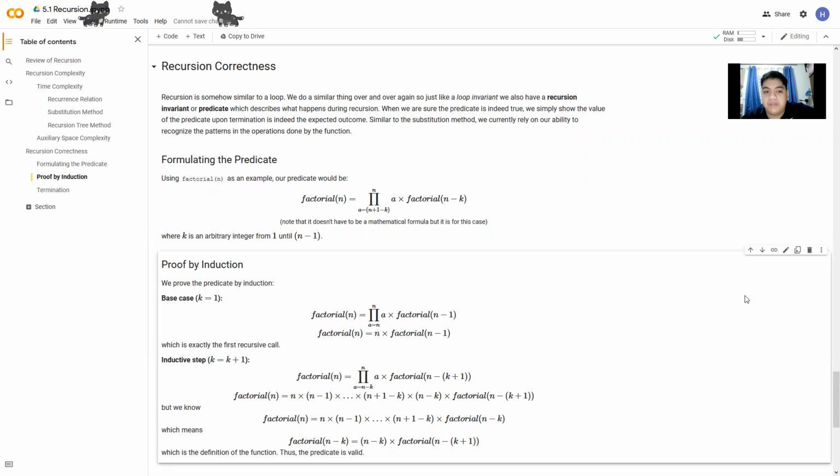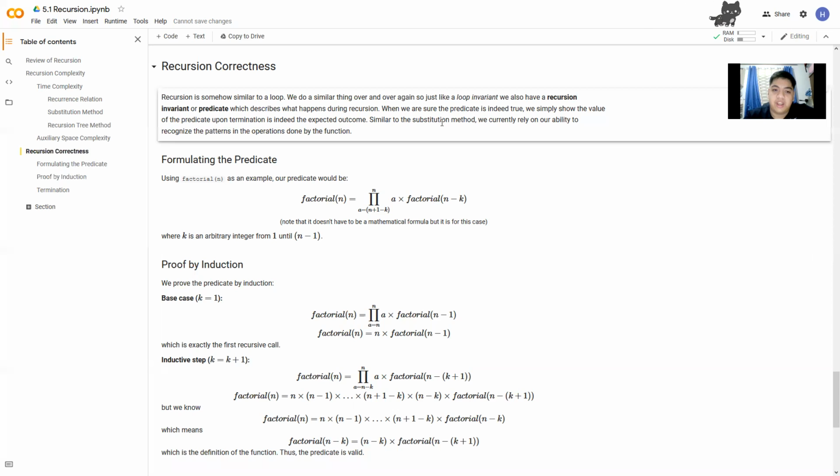And once we do get a predicate that we can prove is true, we just show the value of the predicate upon termination to show that it is indeed what we wanted to get. So don't worry too much about the recursion correctness, since it's relatively harder than the loop invariants. If we even ask you to prove the recursion correctness, expect that we will be giving some starting steps or at least some hints to do it. So you're not gonna start from scratch.